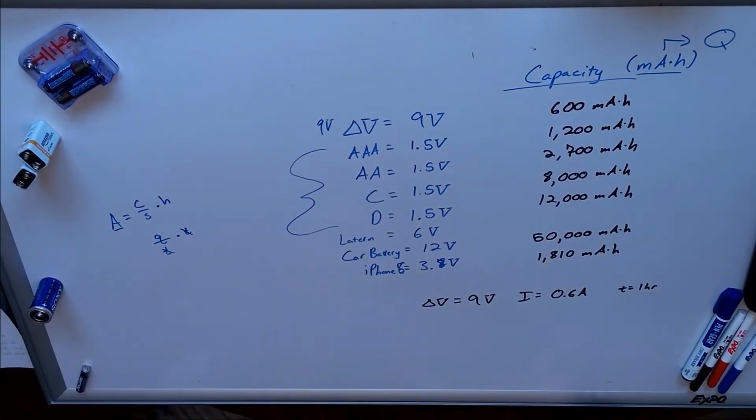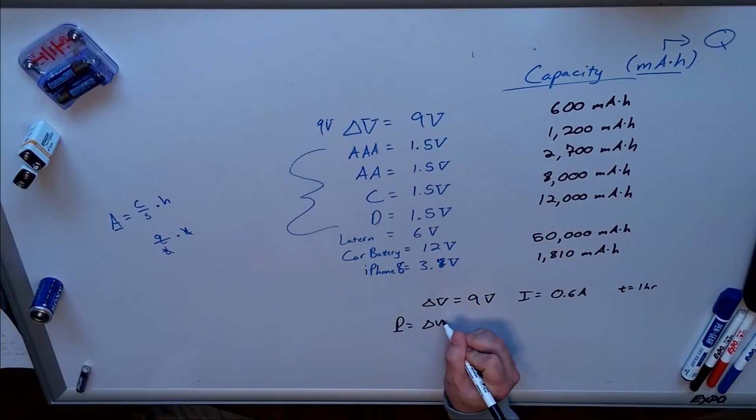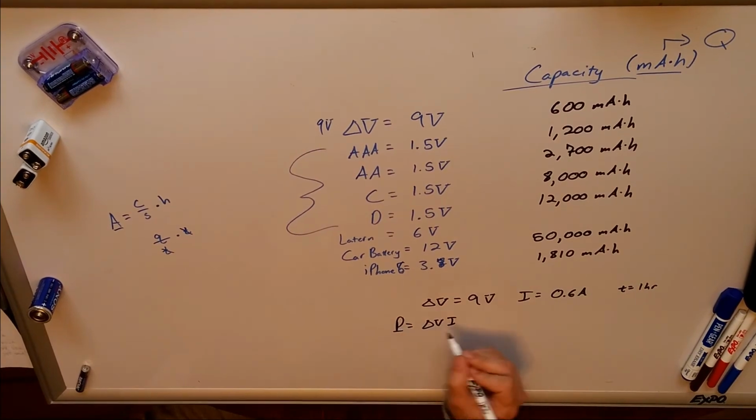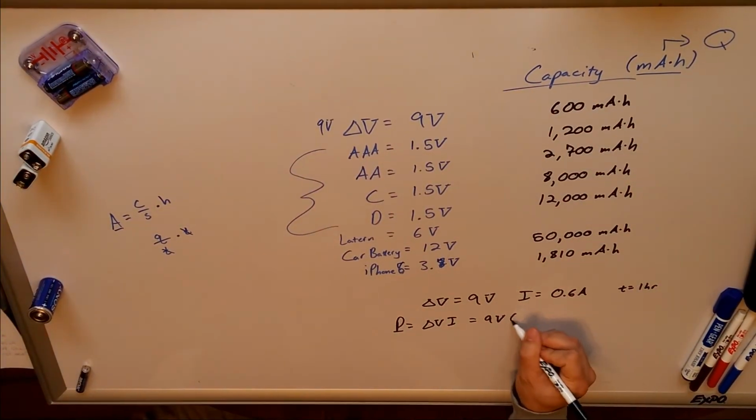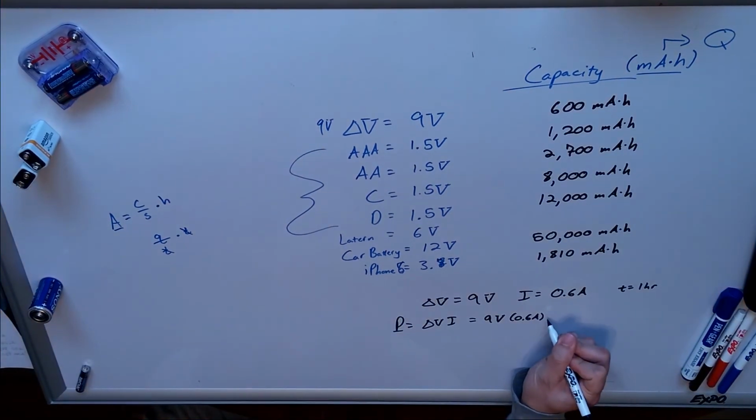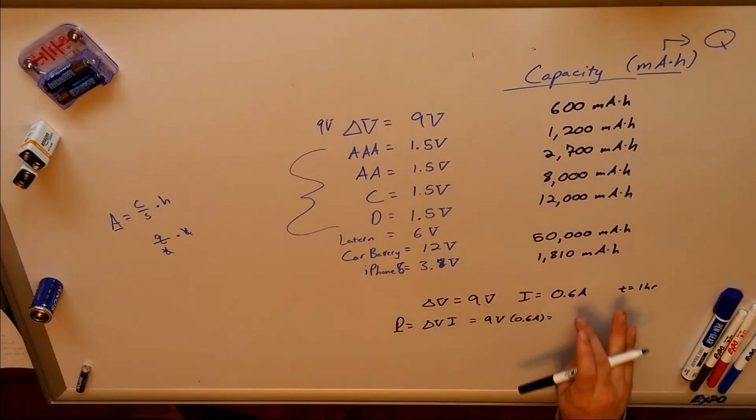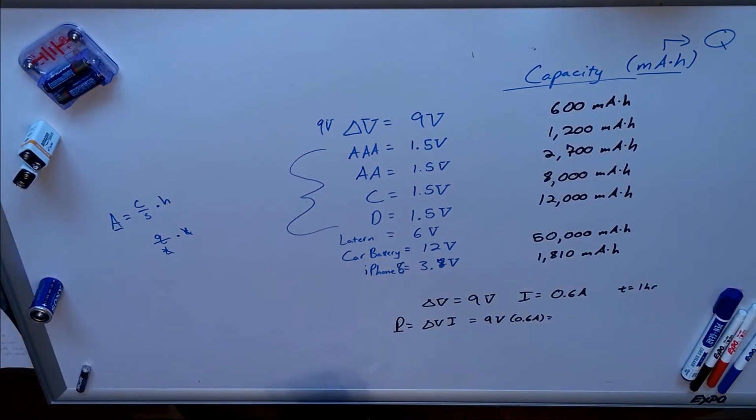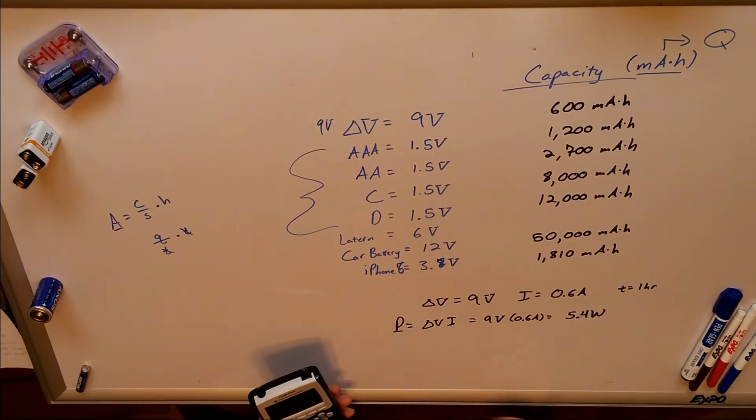Now, the reason that I've got this is the following. We mentioned that we could find the power by finding delta V times I, or P equals I delta V, so I can take 9 volts times 0.6 amp, and I have that under these circumstances, a 9 volt putting out 600 milliamps, 9 times 0.6, gives us 5.4 watts.